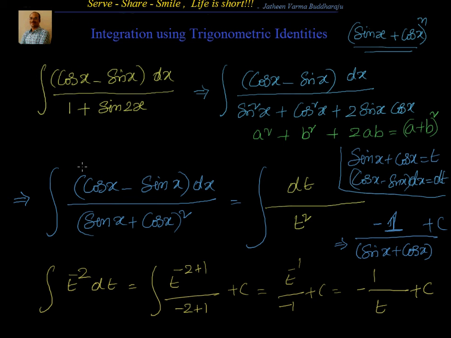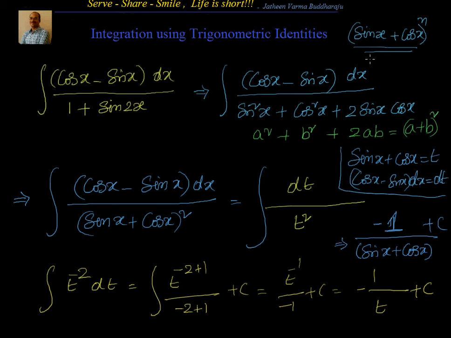So how have we solved this problem? We have been given integral of cos x minus sin x dx by 1 plus sin 2x. Now we know that if I want to use the method of substitution, I should have a function whose derivative is cos x minus sin x. Then I can kill this cos x minus sin x dx and replace that with dt. So my t should be such that, since the derivative of sin x is cos x and the derivative of cos x is minus sin x, I need sin x plus cos x to be my t, so that I can differentiate and say cos x minus sin x dx equal to dt.